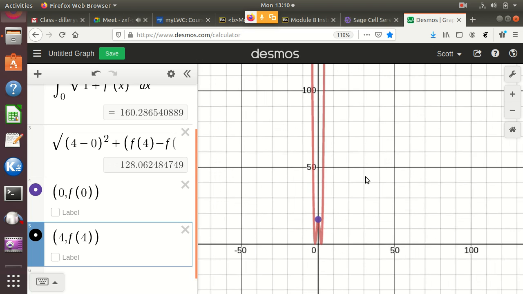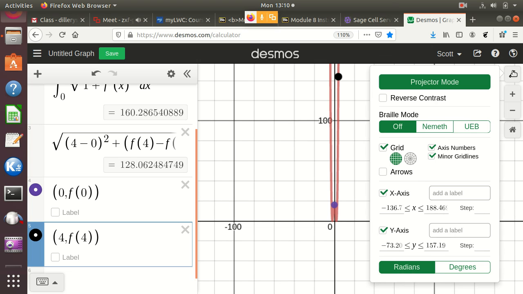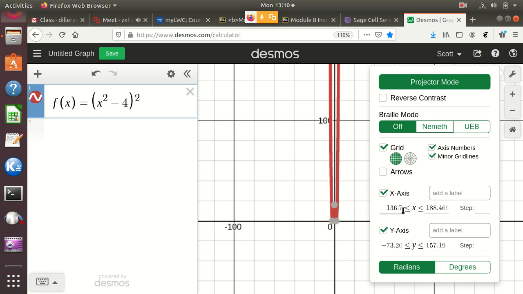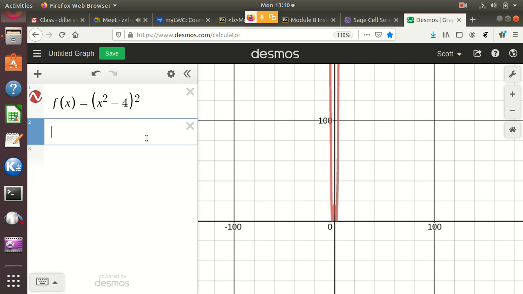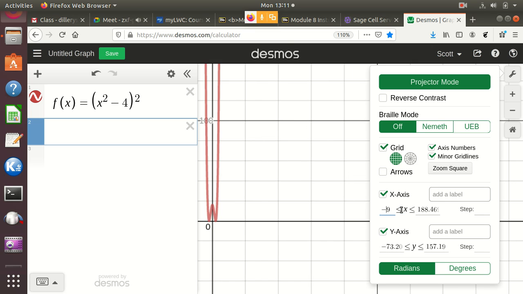If I zoom out far enough, I can see them, and I could even go here to change my x-axis, try to go, I don't know, what just happened? That's the weirdest thing I've ever seen. Did that erase everything? Yes, it did. Bummer. Anyway, let me try to do that. Why is that not? There we go. Okay.